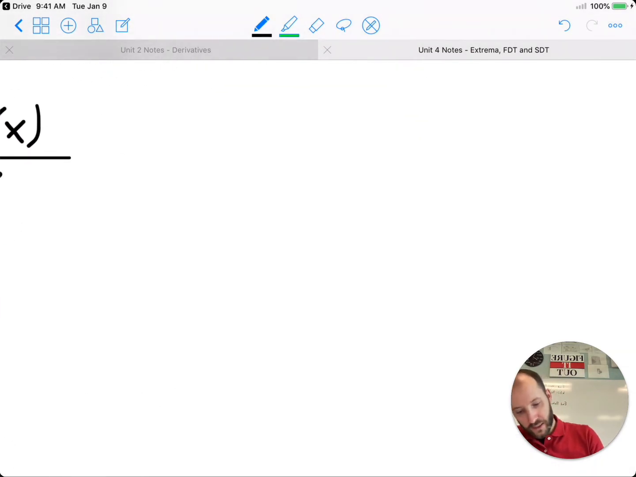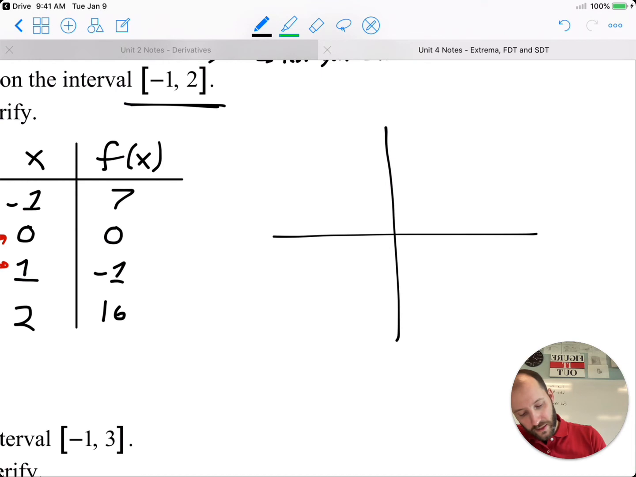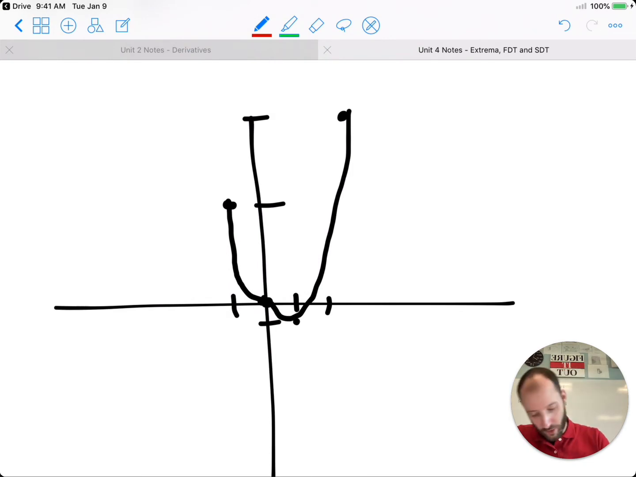So kind of graphing this, we see -1, 7, so -1, 7, kind of this is a pretty sloppy graph, but it'll work. We have 0, 0, we have 1, -1, we have 2, 16. So you kind of see it go down, level out, go down again, and up. Again, sloppy graph, okay? So we have our critical numbers right there.